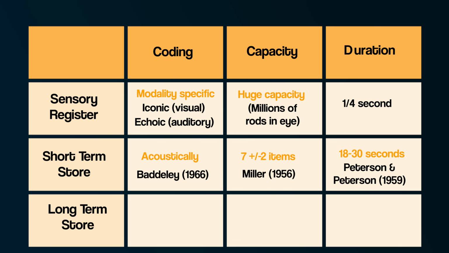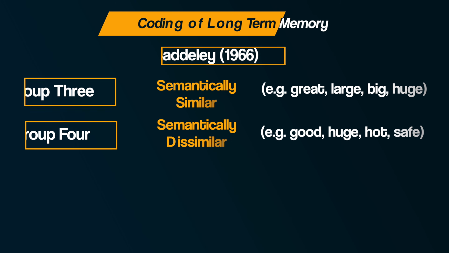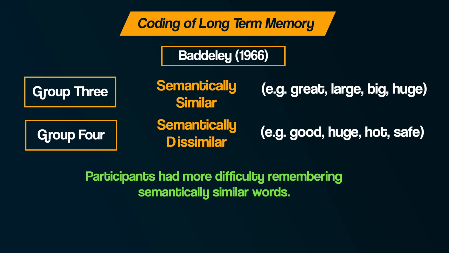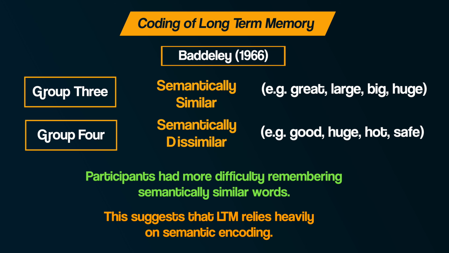Long-term memory is primarily encoded semantically, meaning it stores information based on its meaning, not its sound or appearance. And we know the coding of long-term memory is mainly semantic from Baddeley's 1966 study. He found that participants had more difficulty recalling semantically similar words after a delay, suggesting that long-term memory stores information based on meaning rather than sound.